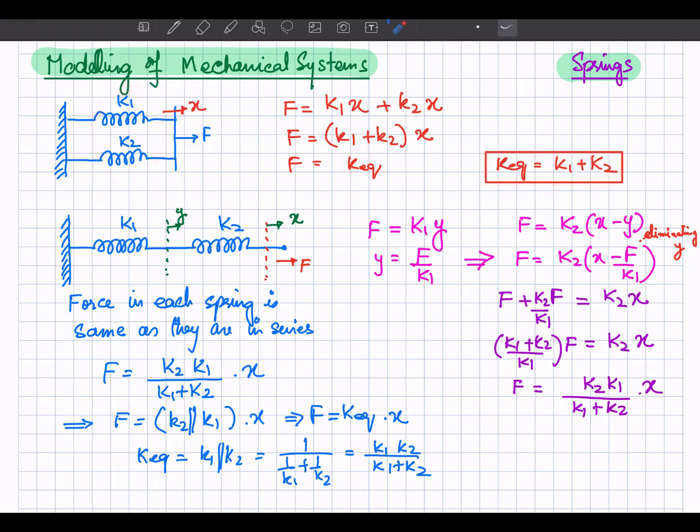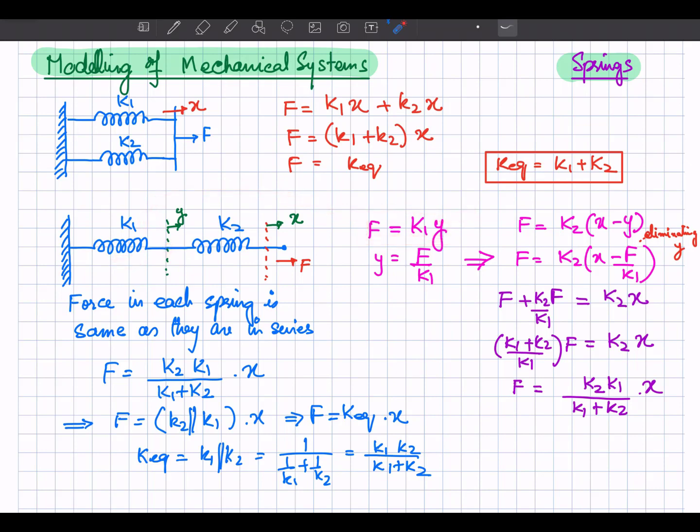Now let's suppose that the two springs are connected in series like this. So the constant of spring for the first one is K1 and for the second one it is K2. So when we apply the force F, this point gets displaced by X and this point gets displaced by Y. So the force on the first spring will be given by this equation, that F is equal to K1 into Y, because the displacement over here will be equal to Y.